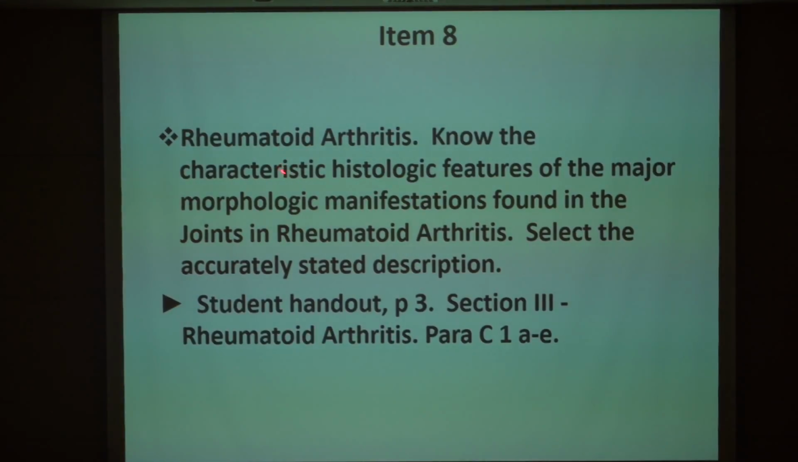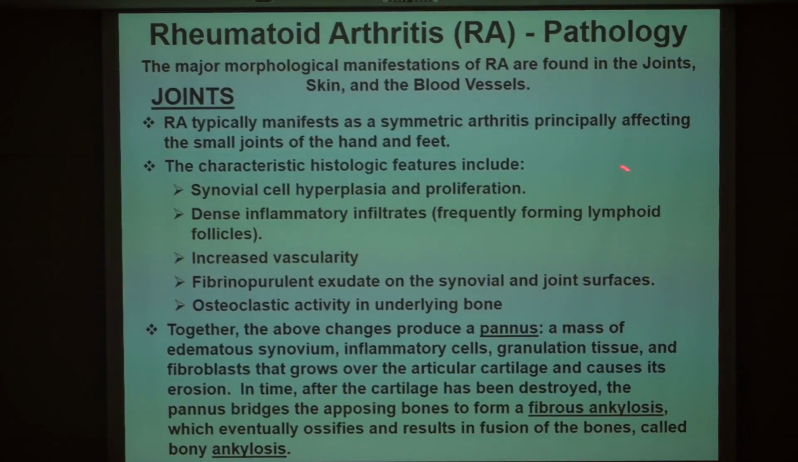Item 8, we're talking about rheumatoid arthritis. You have to know the characteristic histologic features of the major morphologic manifestations found in joints in rheumatoid arthritis. Basically, this paragraph right here, which is in your notes, 4 of them will be altered. 1 of them will remain true. You have to know the characteristics of how rheumatoid arthritis presents. And remember, these 5 characteristics together cause the change, the pannus, that inflamed synovial tissue, which is characteristic of rheumatoid arthritis.